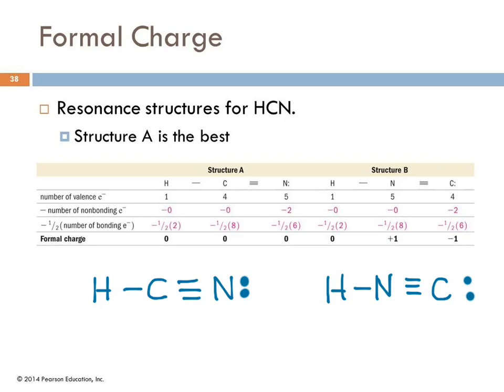And we're going to compute the formal charges for each atom in each of these structures and decide which one is going to be better. So let's look at hydrogen. The way I think about this is I'm going to take a circle around hydrogen. I'm going to include any lone pairs he has, and he gets half the bond.